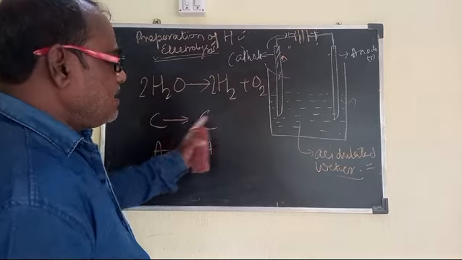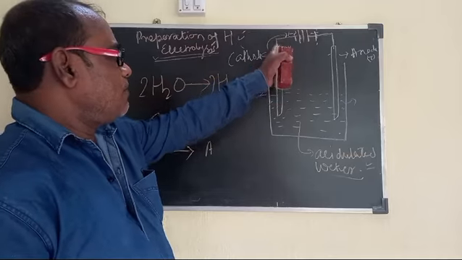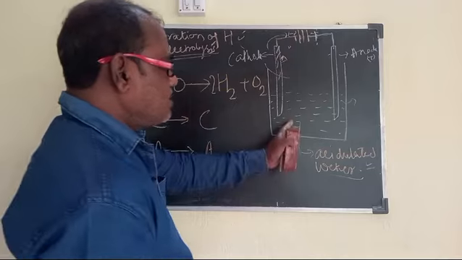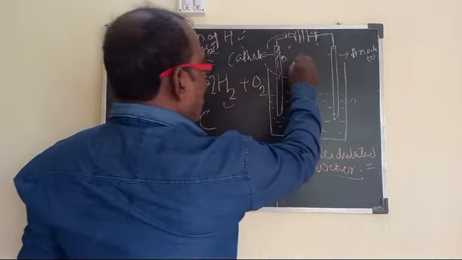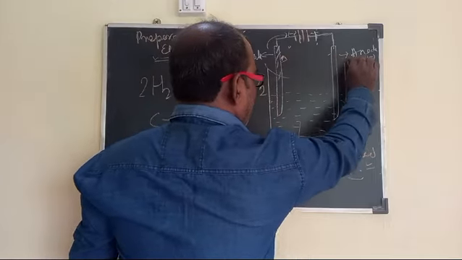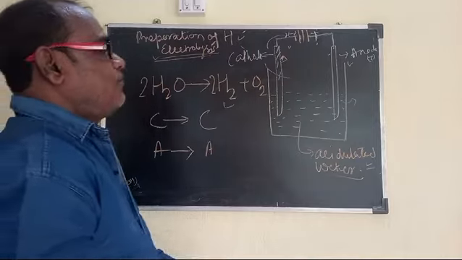So the cations, here H plus, naturally go to the cathode, because the cathode is negative, and the anions, here oxygen, will go to the anode. So hydrogen will be bubbling out at the cathode and oxygen will be bubbling out at the anode. In this way we can prepare hydrogen by the process of electrolysis.